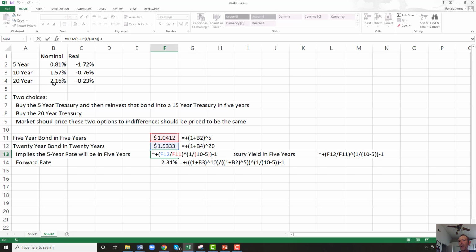And so how do we compare those two? Well, here we don't take 10 minus 5, we take 20 minus 5. So I just want to make sure you know the reason we're raising it to the 1/5 or the 1/15th is not because we're in a 5-year bond, but it's the difference in the two. So if we're comparing the 10 to the 5-year, you're going to raise it to the 1/5. If we're comparing the 20 to the 5-year, we raise it to the 1/15th.